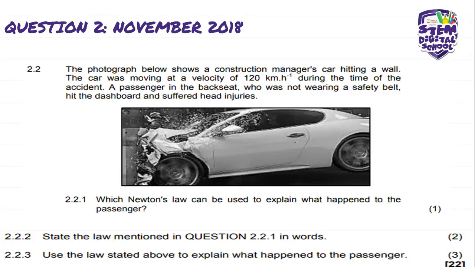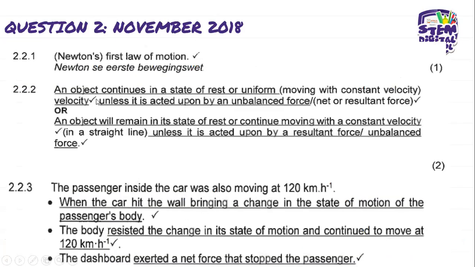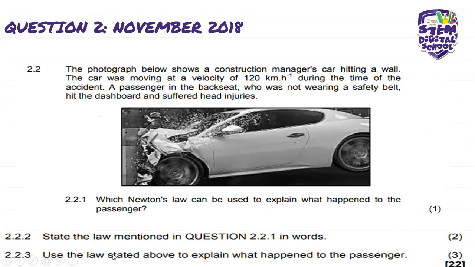And because it has to do with inertia, it has to do with Newton's first law of motion. So the question said, which Newton's law can be used to explain what happened to the passenger? Most definitely the answer is Newton's first law of motion. Then the next question says, state the law mentioned in question 2.2.1. Now, these two questions are interrelated. If you could not identify the law there, then you would not be able to state it.